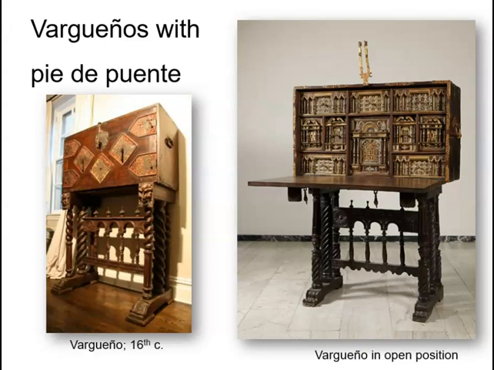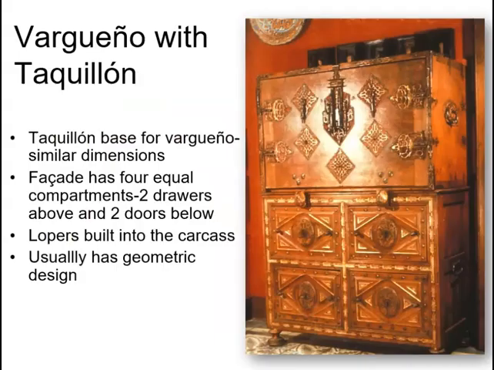And then on these particular Vargueños, I wanted to show you how elaborate the detail and carving can be on the front, and then also how it can be mixed with different iron and inlay. Now this is another type of support for the Vargueño, which is a taquillon. A taquillon is separated into 4 equal compartments. So we can see 2 drawers above and 2 drawers below, and it usually will have a geometric design. This also shows you the loopers and how they are built into the carcass of the piece.